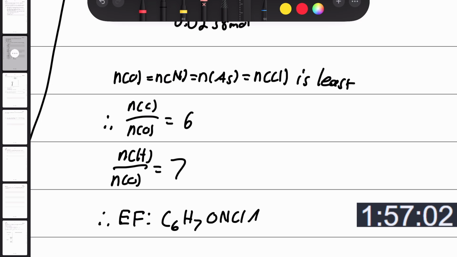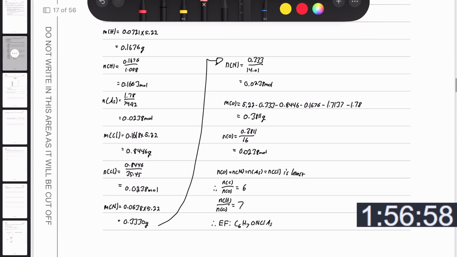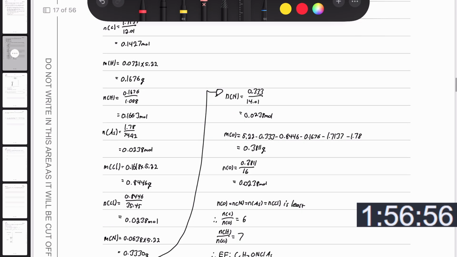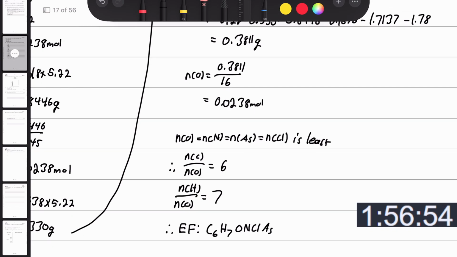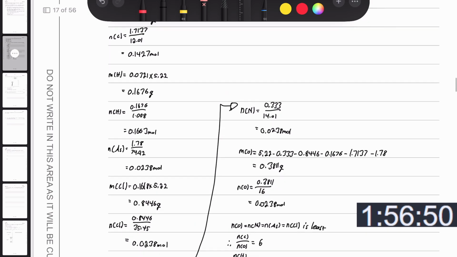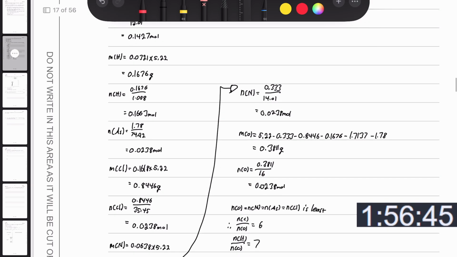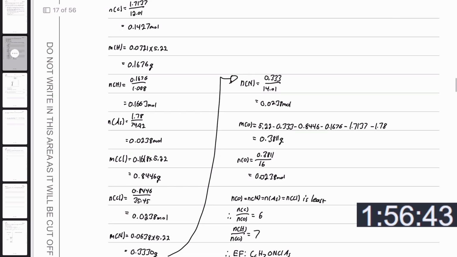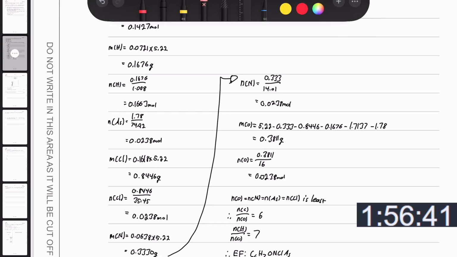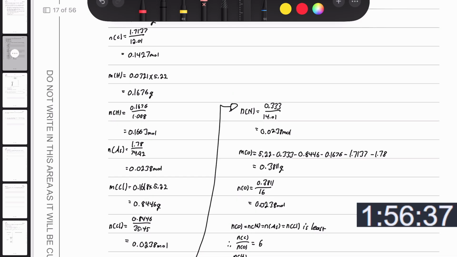O and Cl As. What the heck? That is crazy. Oxygen equals nitrogen equals chlorine. Yep, looks good. 0.0238. Just make sure I did that right.